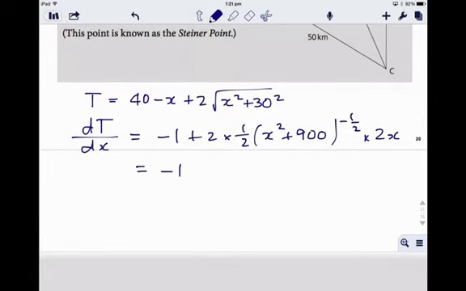Okay, so let's tidy all this up. 2 times a half, so those 2's are going to cancel there. So then what are we left with? We've got 2x on the top line, and on the bottom line we've got the square root of x squared plus 900. Okay, so just go ahead now and see if you can solve that equation there. Find the value of x, using your calculator or whatever, some algebraic processes, so that the total distance is minimized.